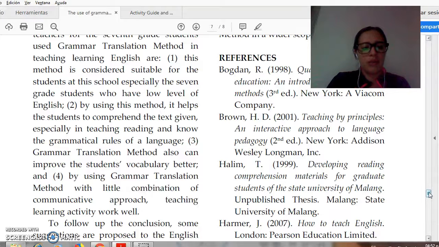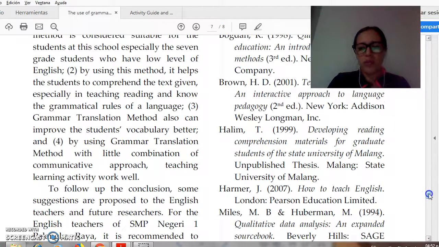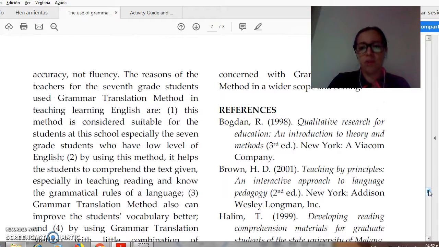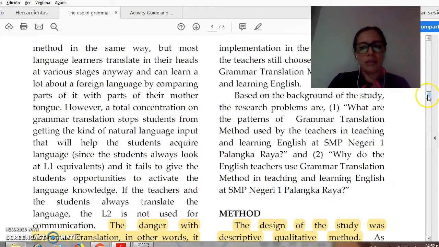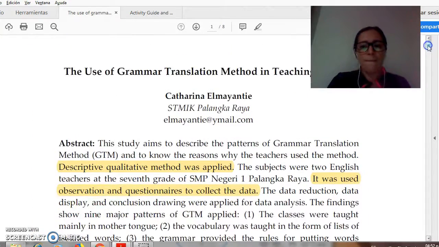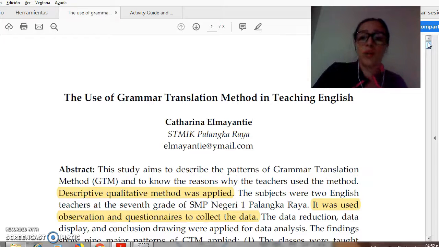And number 4, by using grammar translation method, a little combination of communicative approach teaching learning activity works well. So this means that teachers didn't really focus on speaking English so much. Although they did it sometimes, their focus was mostly on students understanding text. I believe that this is not at all completely a good idea, but it can work out very well with another method which we can use in a more communicative way.